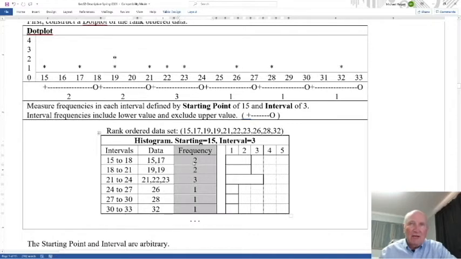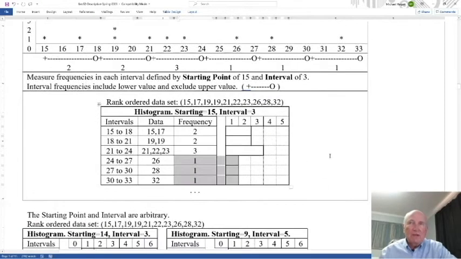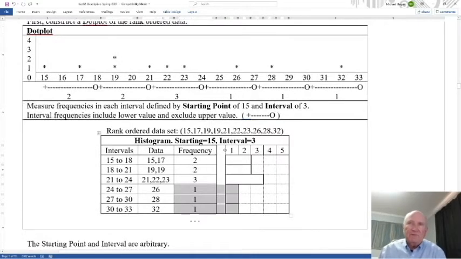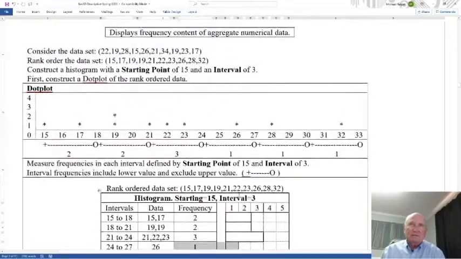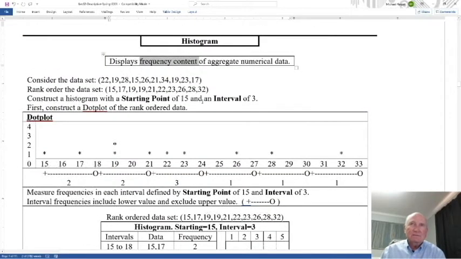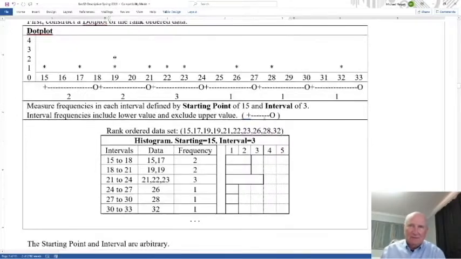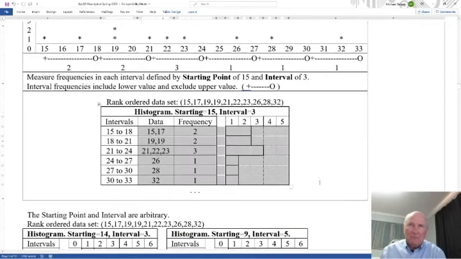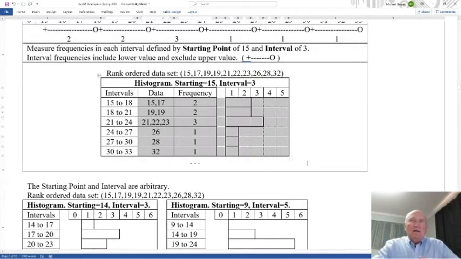So this interval has two numbers, I'll have 2. This is 2. This one is 3. This one is 1, 1, and 1. So this histogram with a starting point of 15, interval of 3, illustrates, let's back up here, the frequency content of aggregate data. And the data is numerical data. It's the frequency content of aggregate numerical data, because we aggregate it over the interval. So this is numerical data, and we'll look at categorical data later.